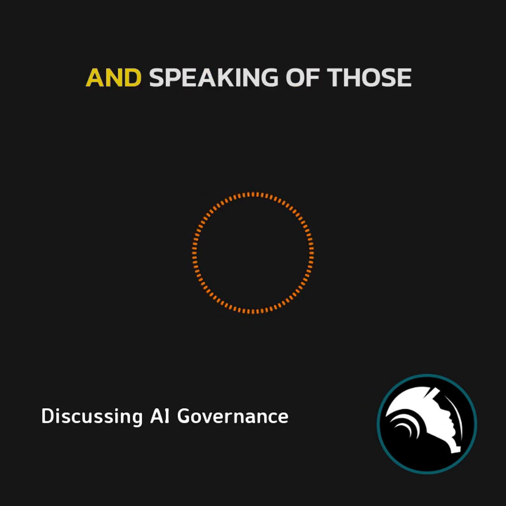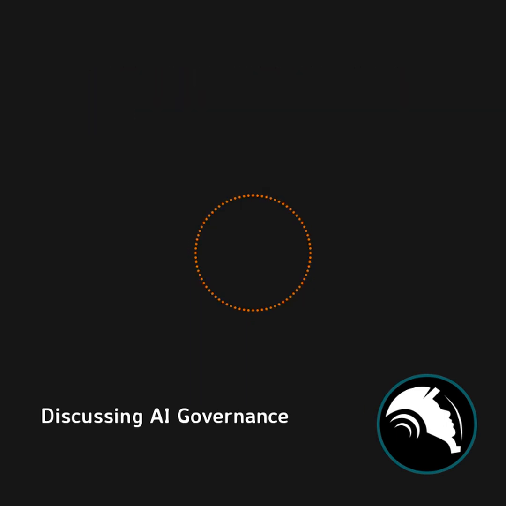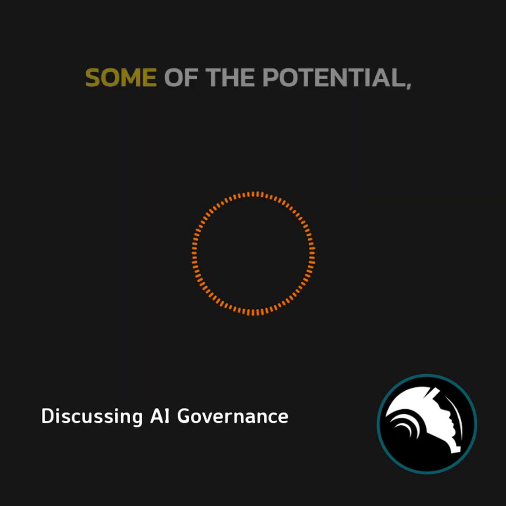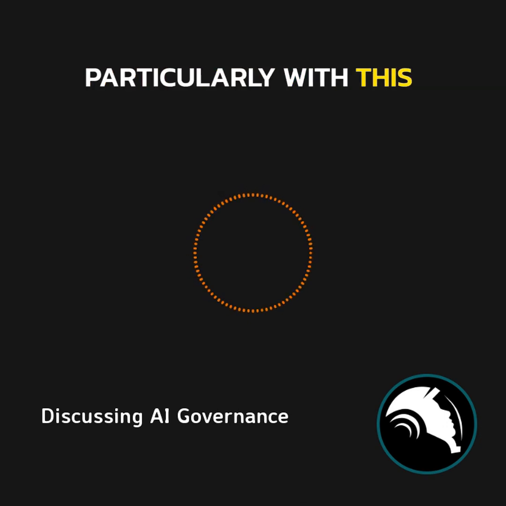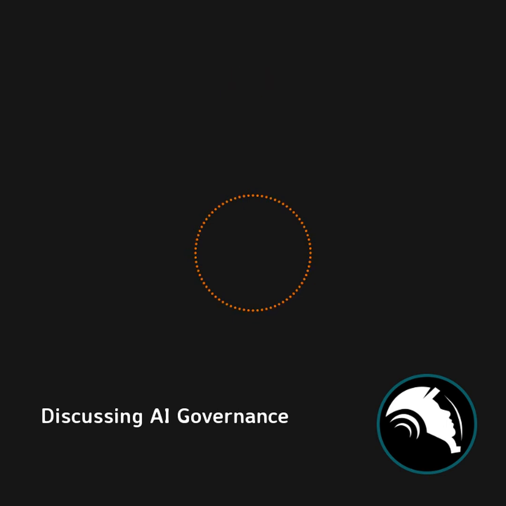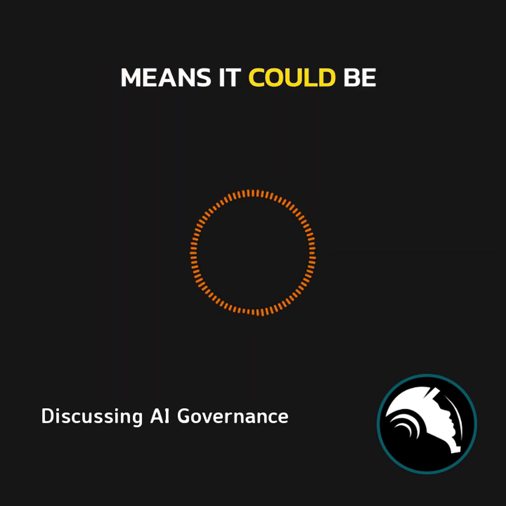It really is. And speaking of those ethical considerations, the paper also digs into some of the potential risks and fears surrounding AI, particularly with this generative AI. Oh, right. Because generative AI can do some pretty amazing things, but I guess that also means it could be misused in some pretty scary ways. Exactly. So what kind of risks are we talking about here? Like, what should we be worried about?